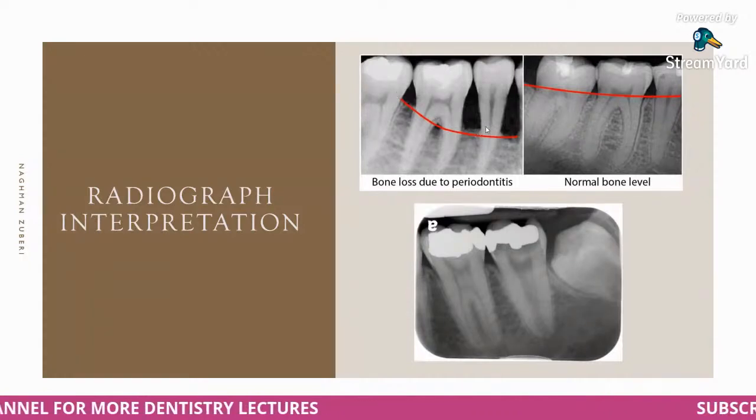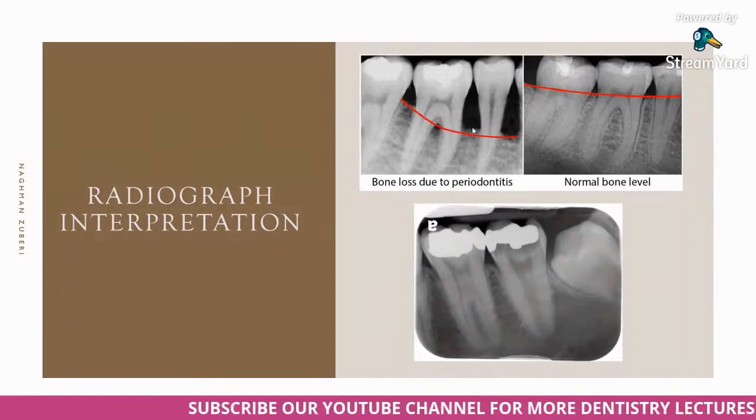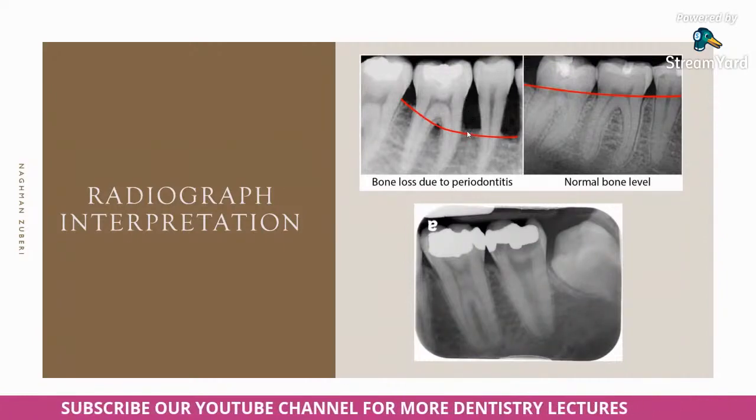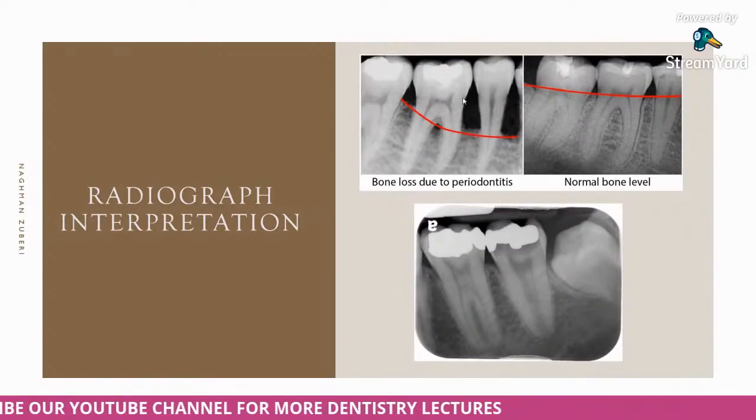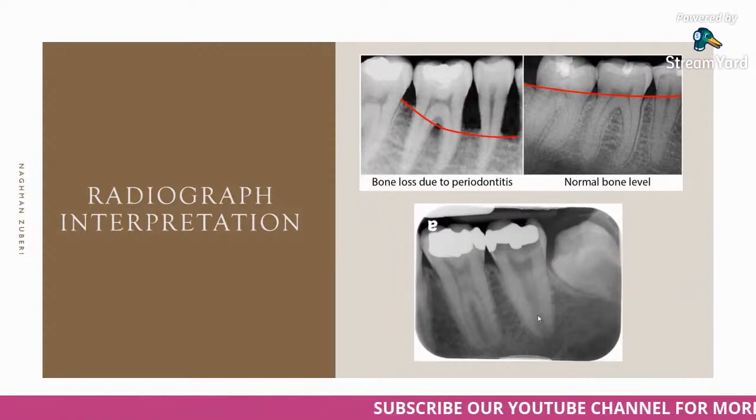And looking at the level of the bone and then checking whether it is parallel to this imaginary line or not. If it is parallel to this imaginary line, then we will say that it is a horizontal bone loss, and if it is at an angle, then we will say that it is an angular bone loss. Similarly, we can also look at the furcation involvement as well.